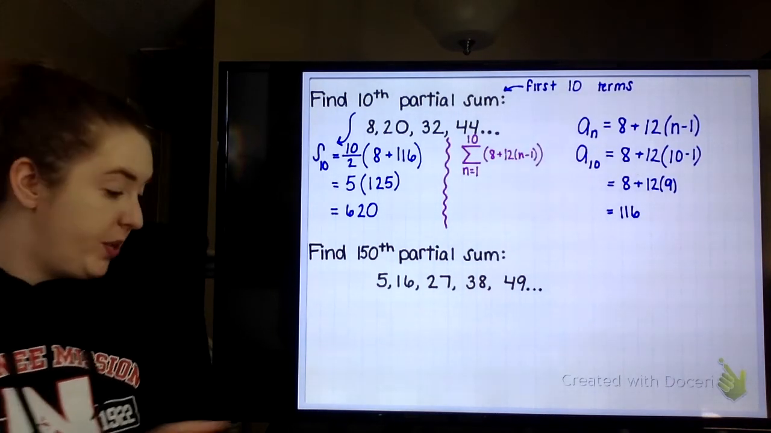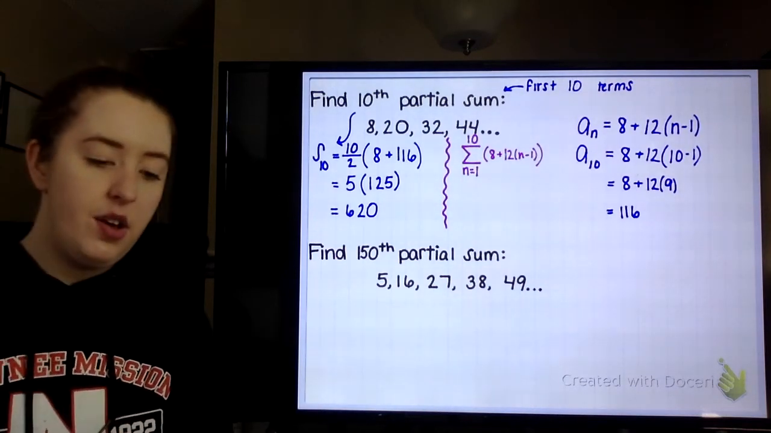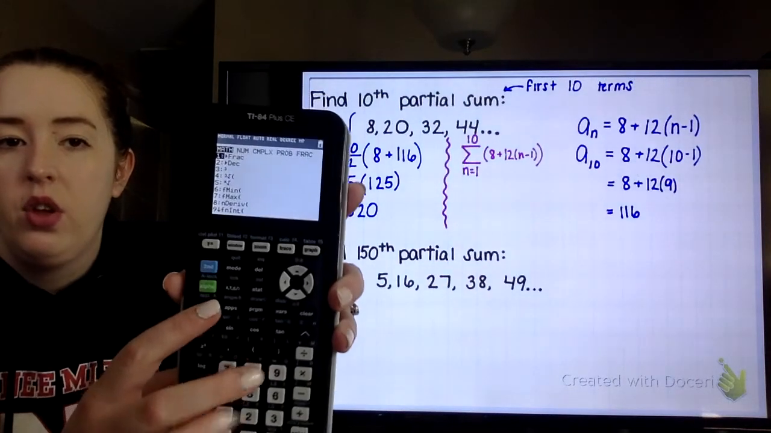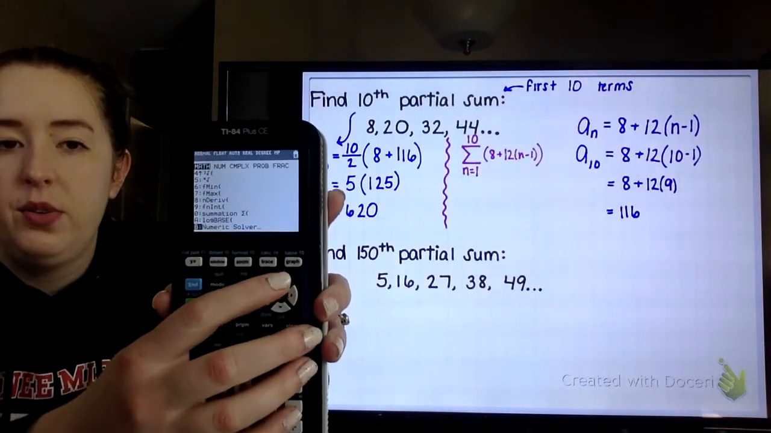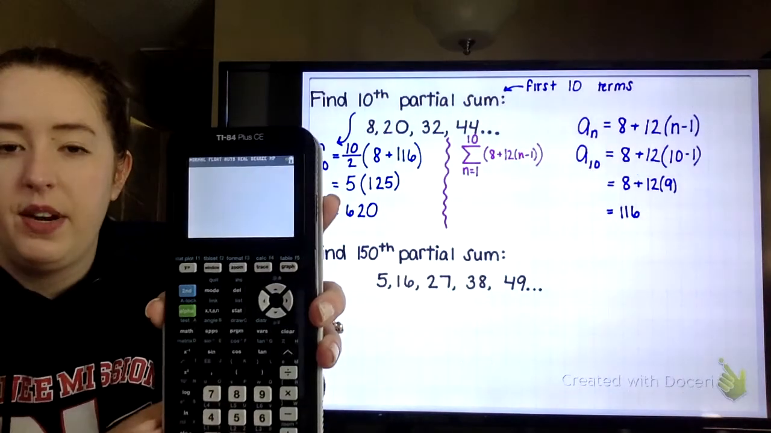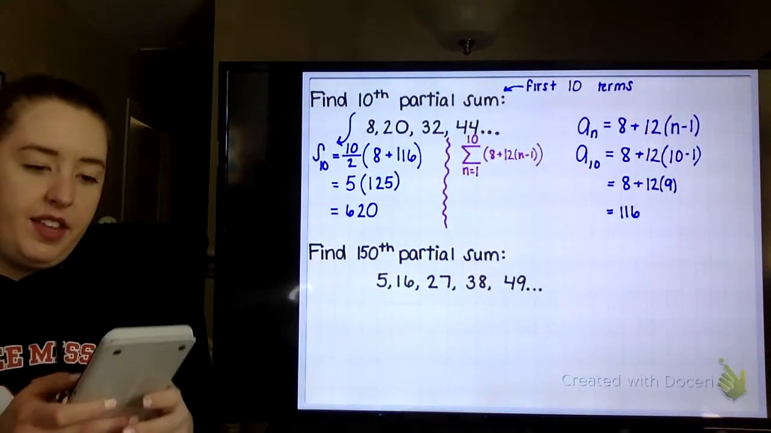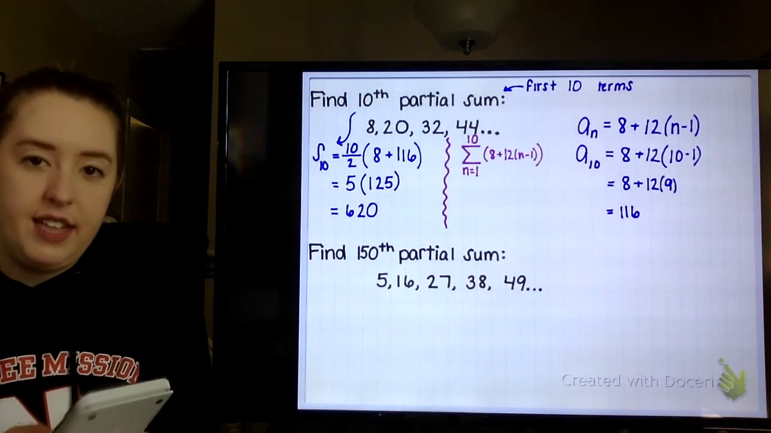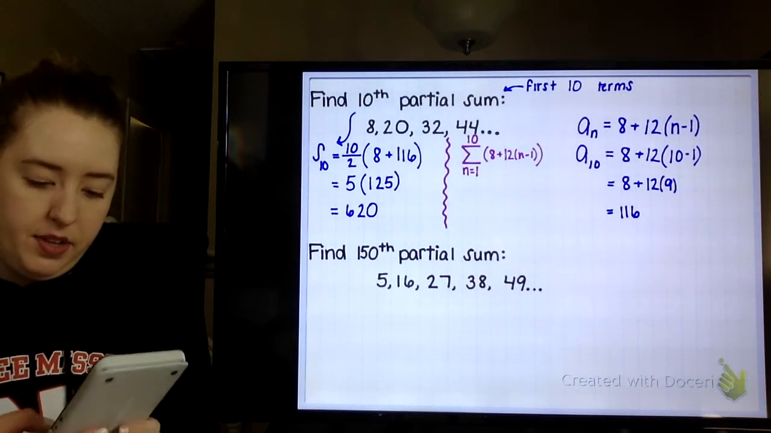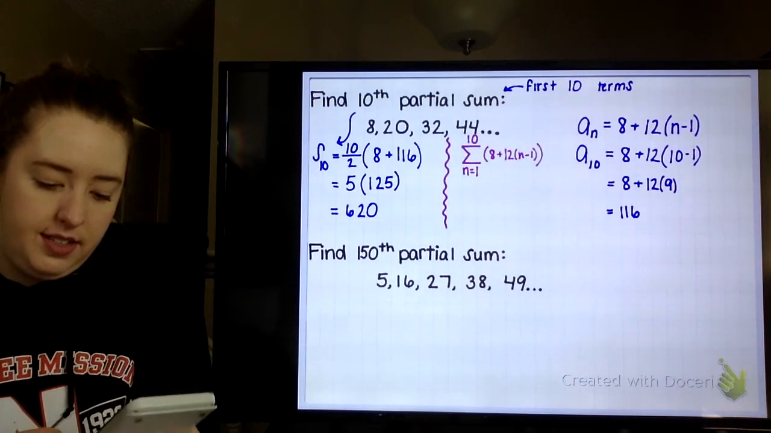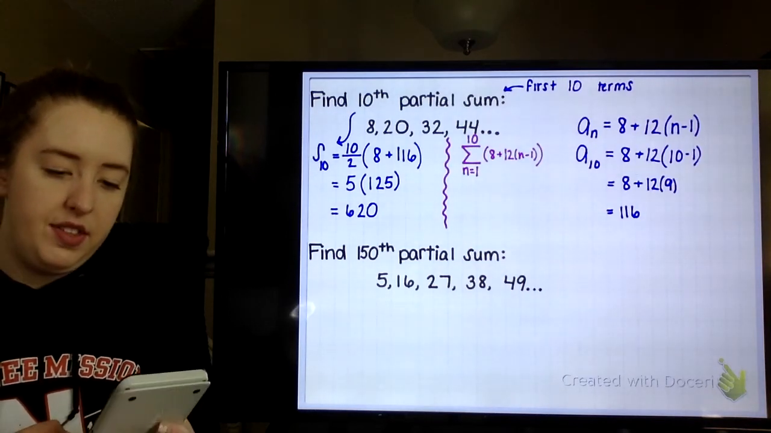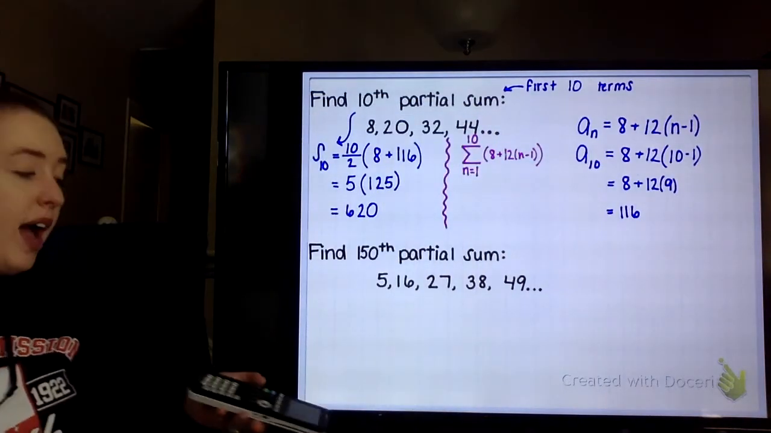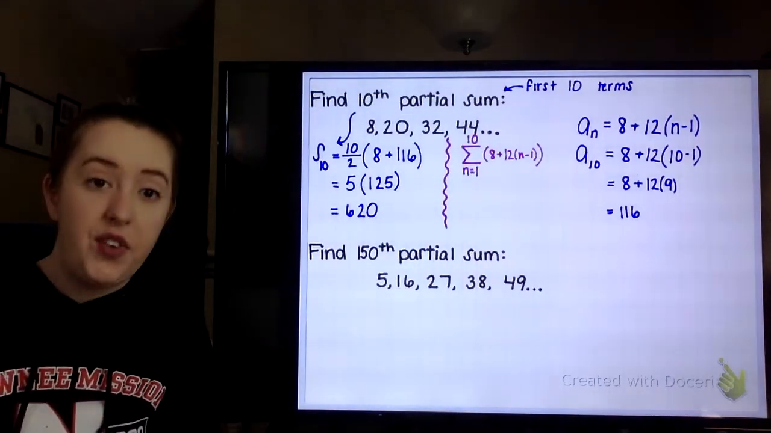And then we can pop it into our calculator. So we will real quickly click on math, go up until you get to summation, press enter, and then we'll put in everything. X equals 1. On top we need the 10. 8 plus 12, parentheses, x minus 1, close parentheses. And we end up with the same answer. So however you want to approach these is fine with me.